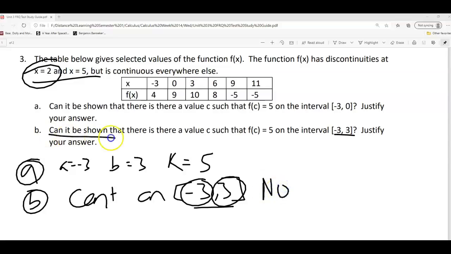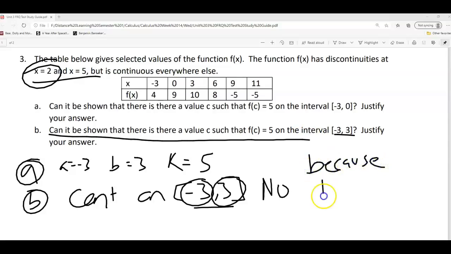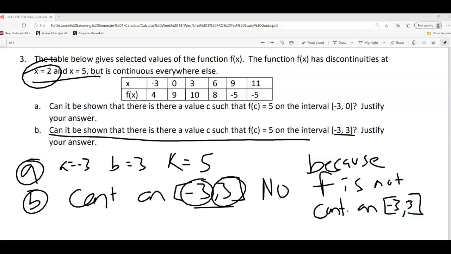So the answer is, can it be shown that there's a value c such that f of c equals 5 on the interval -3 to 3? And the answer is no. And we have to write our answer out because f is not continuous on the interval -3 to 3. You could even get more specific and state where it's at.